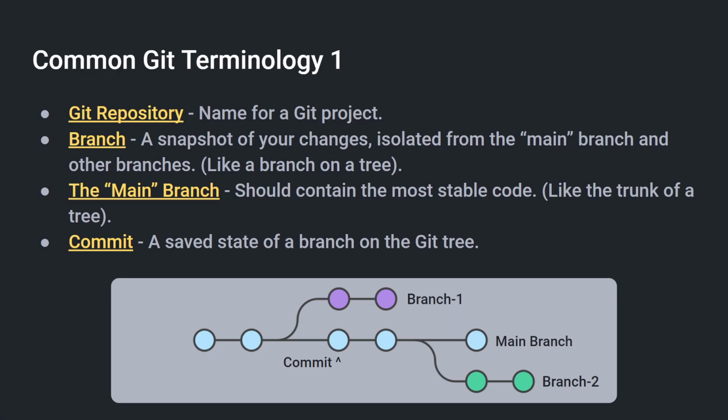Next, we have branch. So branch is pretty much a snapshot of your changes isolated from the main branch and other branches. So you can imagine the main branch like a tree, where you have the trunk of the tree, and a branch off from that would be isolated from the main branch.